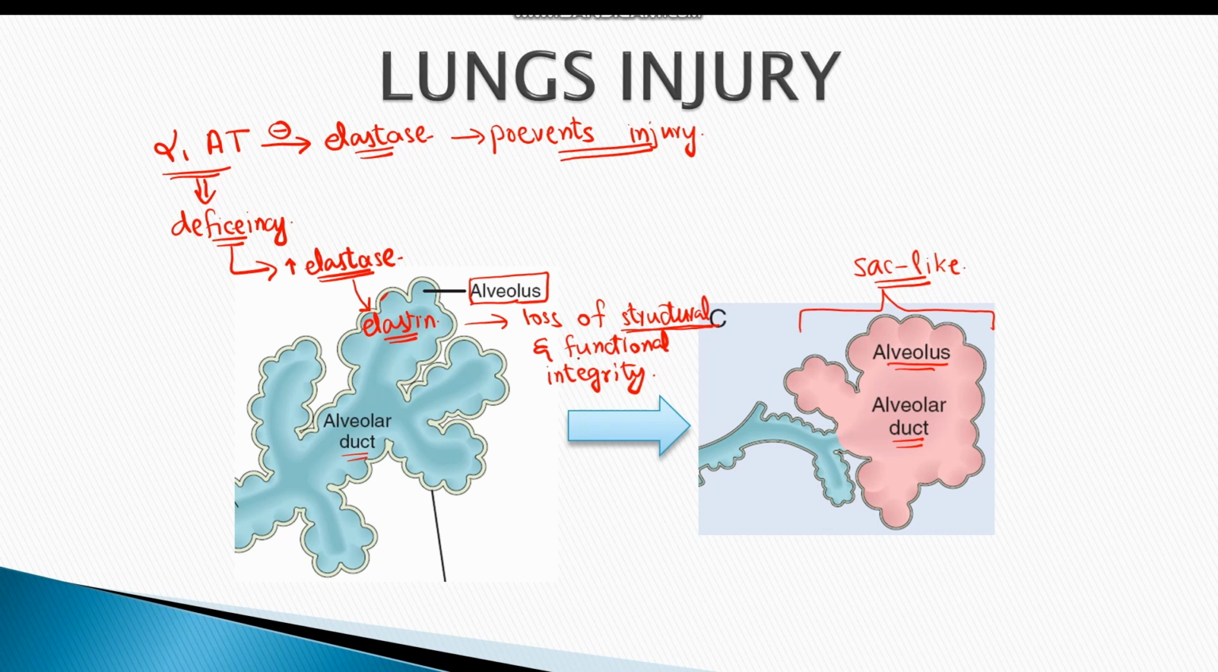and it is incapable of performing its normal functions, which is the exchange of oxygen and carbon dioxide. This saccular dilation of alveolar sacs is known as emphysema. So alpha-1 antitrypsin deficiency also results in pulmonary damage in the form of emphysema.